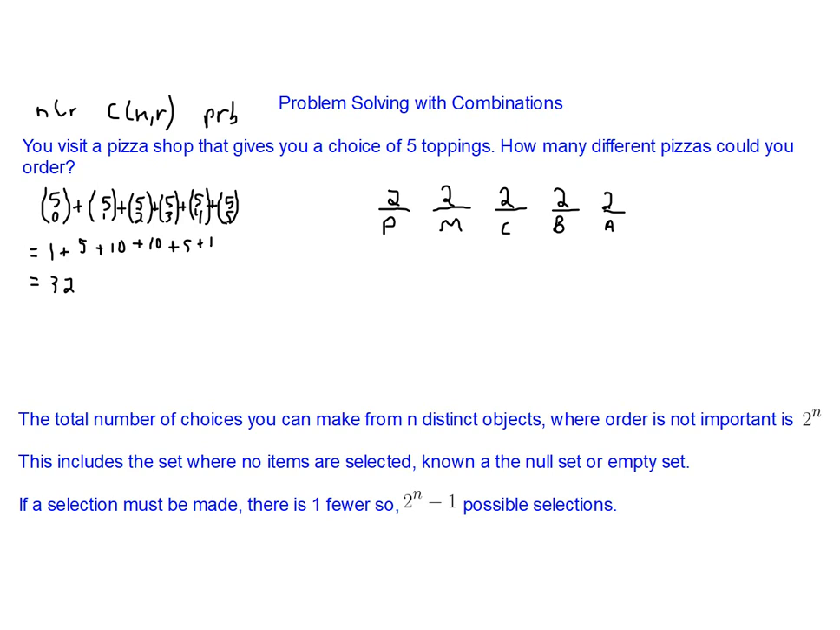So now for each topping we have 2 options, and we're doing those 2 options. So we're doing the pepperoni choice and the mushroom choice and the cheese choice and the bacon choice and the anchovy choice.